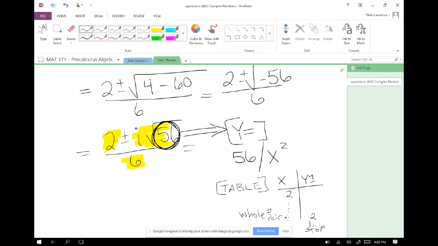But as I go farther down, my y's start getting into the decimals, and I'm done. So the only pair I see is 2 and 14. And what that means is that square root 56 can be simplified to 2 square root 14.